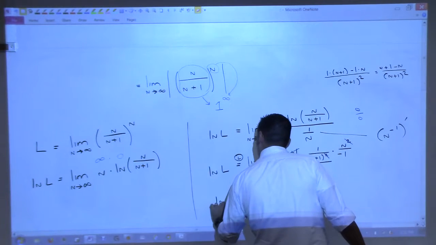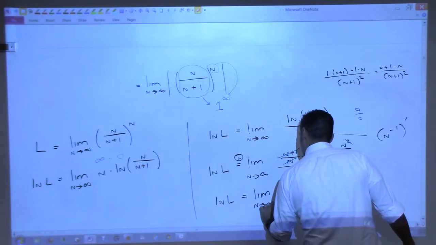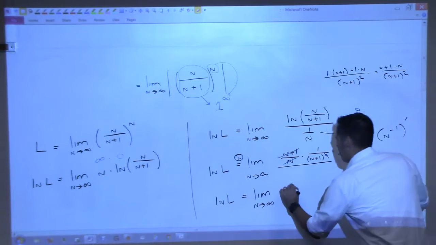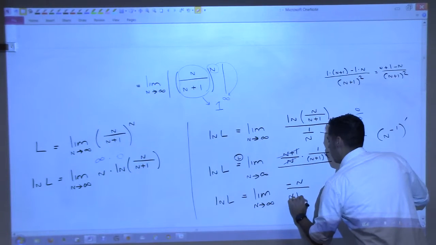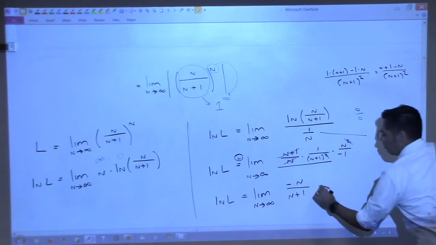The natural log of L equals limit as n goes to infinity of what? N is over this, right? And there's a negative there. So can I put negative n over n plus 1? That fine with you? What's that limit? Negative 1, L'Hopital, right? We have infinity over infinity. So L'Hopital, this is negative 1.